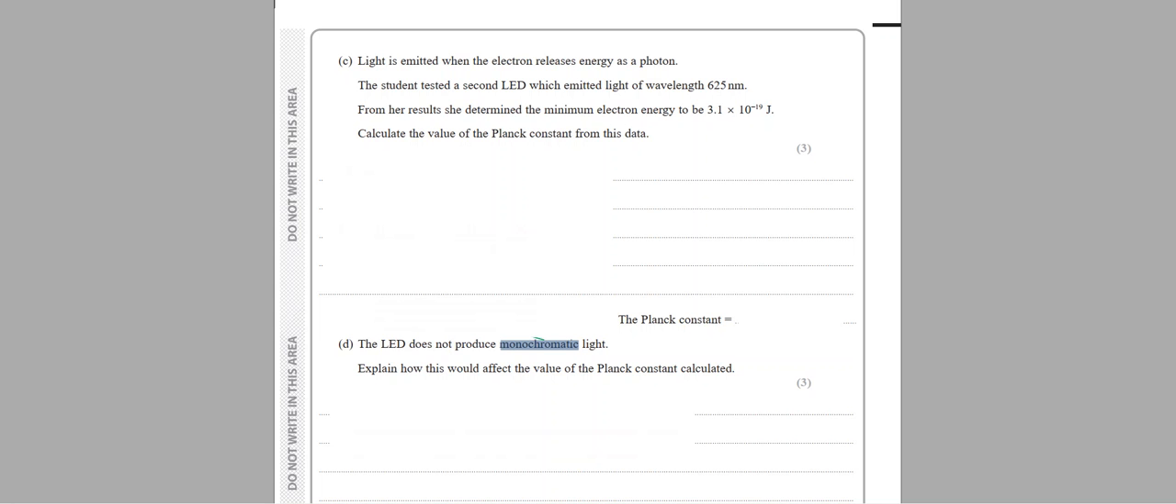Light is emitted when the electron releases energy as a photon. This is basic quantum physics. The student tested a second LED which emitted light of wavelength 625 nanometer. From her results, she determined the minimum electron energy to be 3.1 times 10 to the power minus 19 joule. Calculate the value of the Planck's constant from this data.